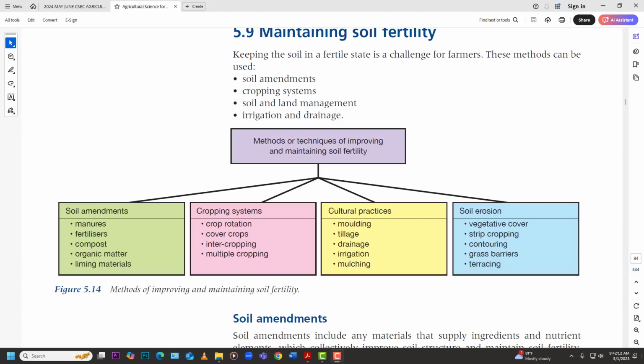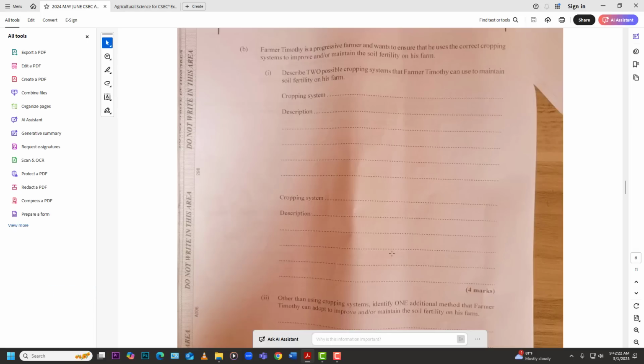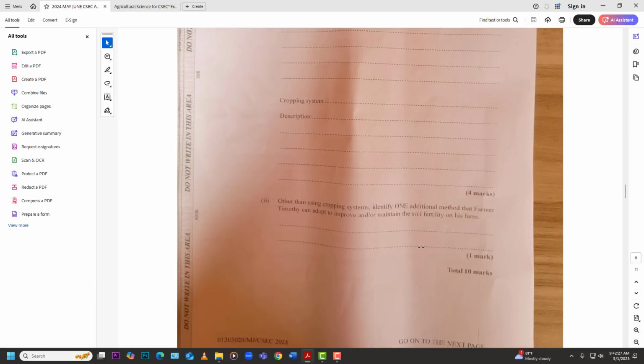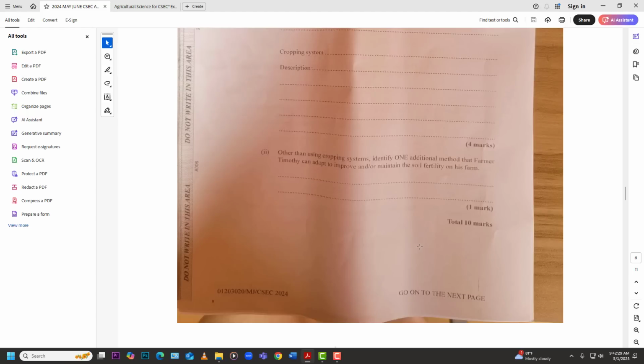Like I said, with intercropping, you might want to plant a legume and something else. Legume puts in the nitrogen, something else uses the nitrogen. That kind of balance right there. So all these cropping systems can help with the fertility of the soil. So you choose 2, you explain them, and they get you 4 easy marks. All right, the last one.